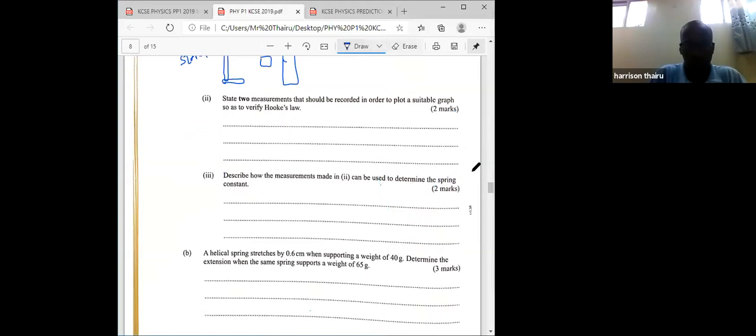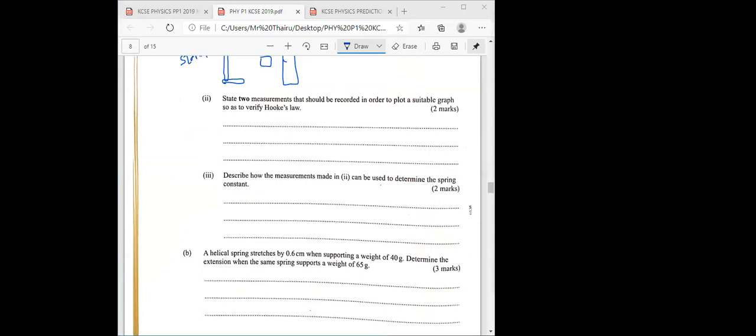So state 2 measurements that should be recorded in order to plot a suitable graph so as to verify Hooke's law. So 2 measurements. Warren Chege, one of the measurements. Warren Chege, give us 1 measurement. Extension.